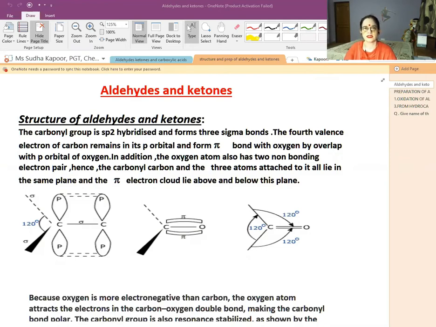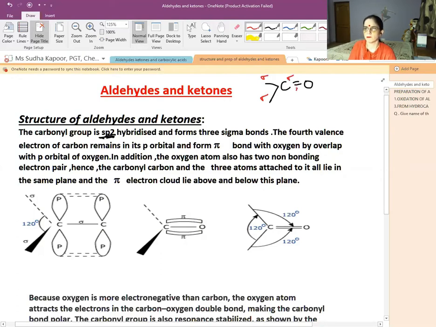We all know that aldehydes and ketones are carbonyl compounds which have the C double bond O linkage. We can easily see that in this case the carbon has 3 directions associated and it acts in the sp2 hybridized state. Out of the double bond, one is sigma and the other is pi bond, but all 3 sigma bonds lie in the same plane. So the carbonyl group is sp2 hybridized and forms the 3 sigma bonds.